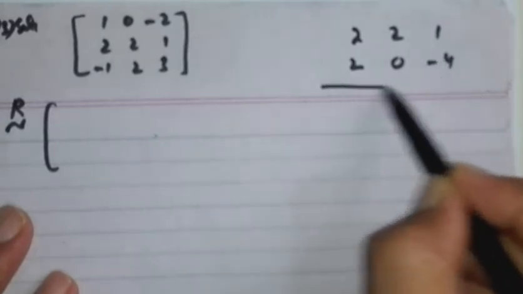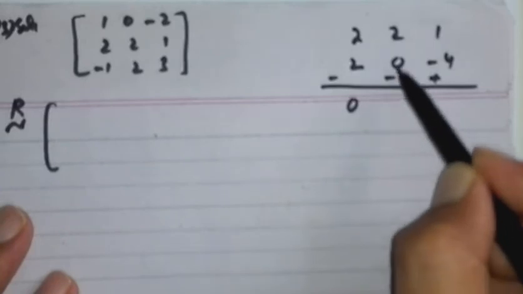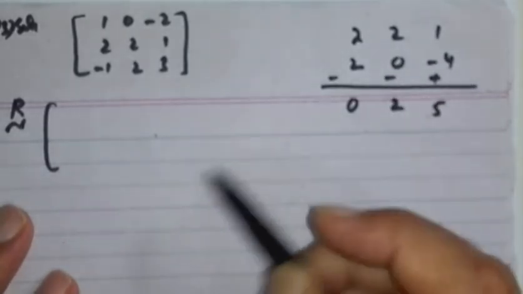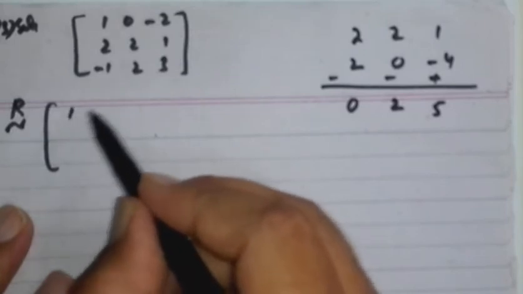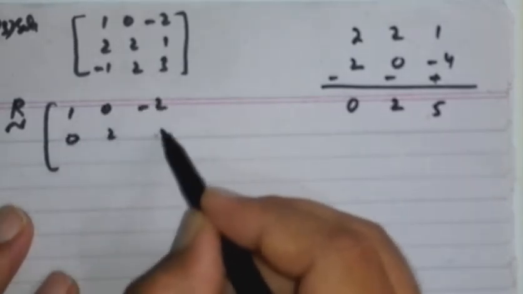Now write this row 2 2 1. Multiply row 1 with 2: 2 0 minus 4, and subtract it, minus minus plus. Here we get 0, here we get 2 and here we get 5. So 1 0 minus 2 write on its place, 0 2 and 5.